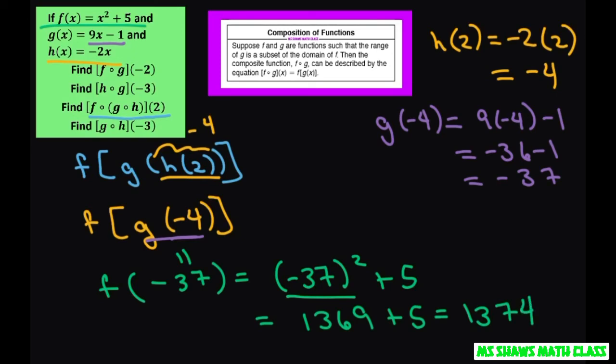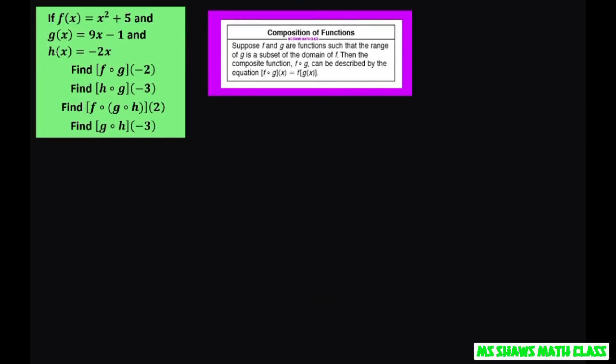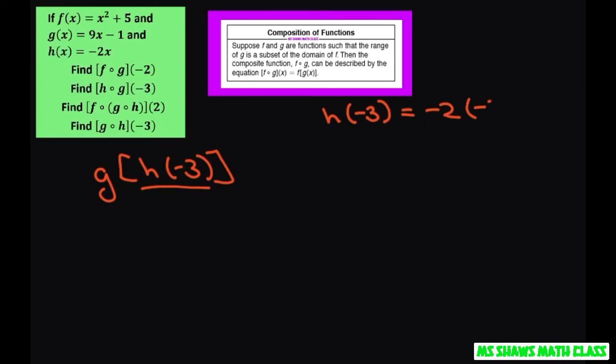And finally, for the last one, we have g of h of negative 3. So again, do your inner function, h of negative 3, and that's going to be negative 2 times negative 3 equals 6. So this equals 6.